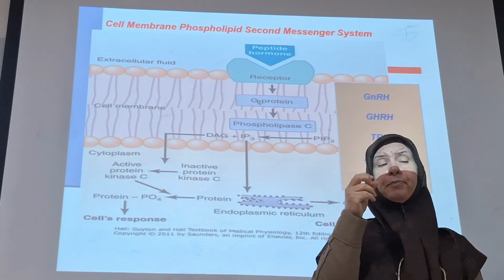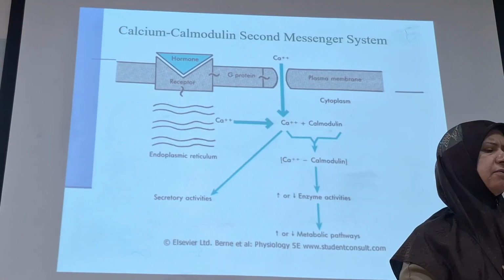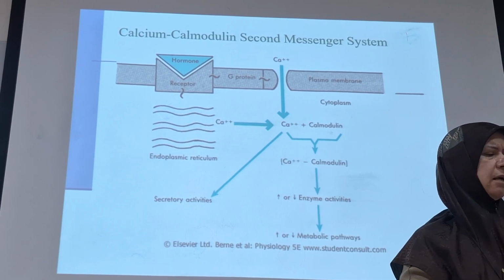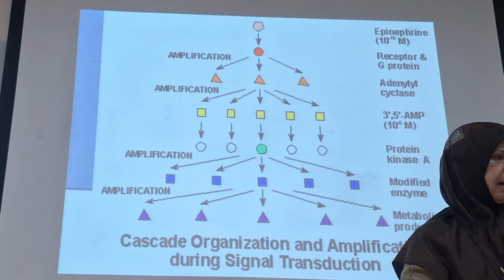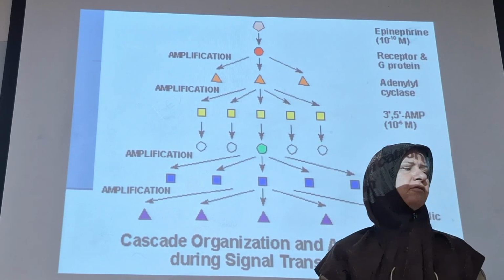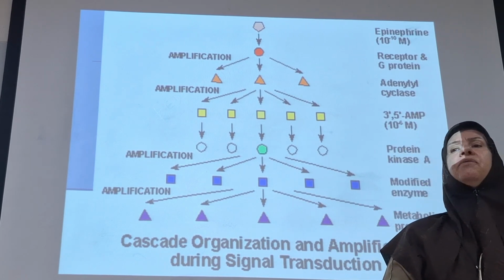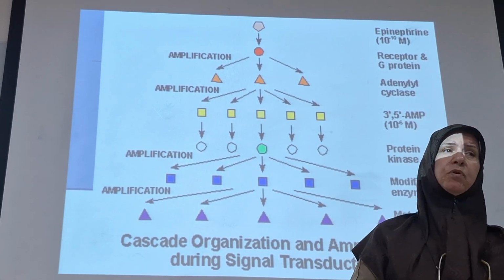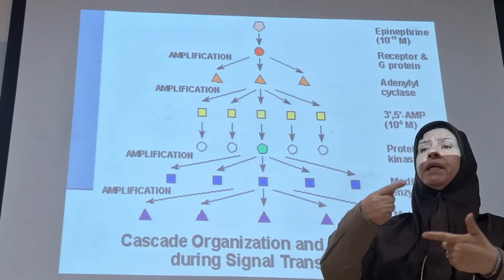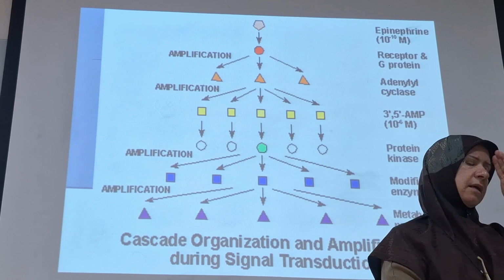Okay, it's better to memorize. A second messenger, you know about calcium. And the final thing is amplification. For cell membrane receptors, we have amplification through a cascade.